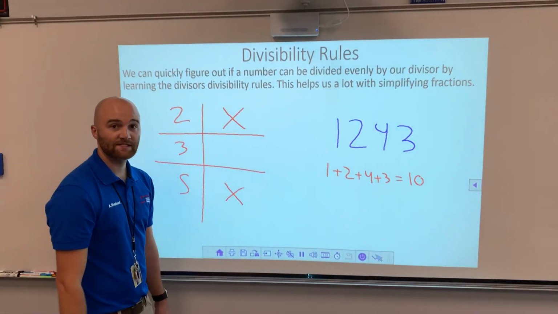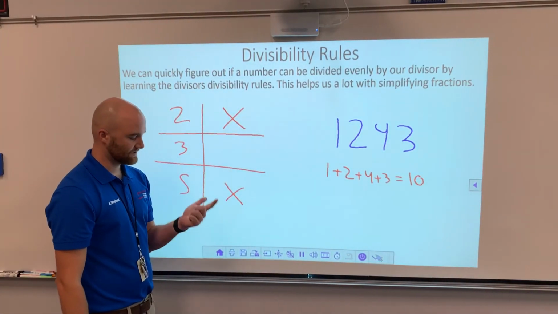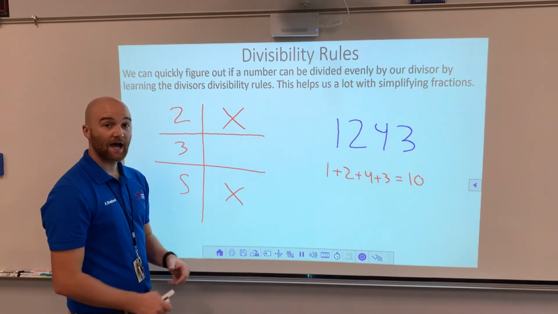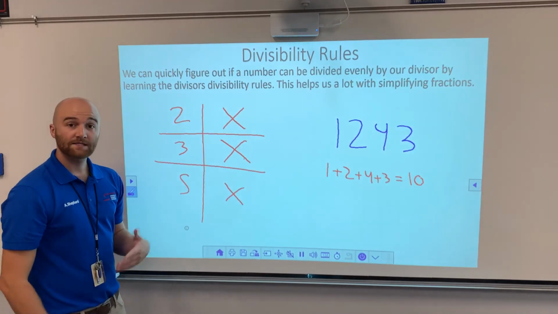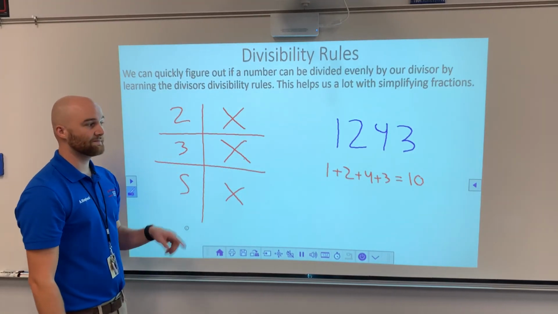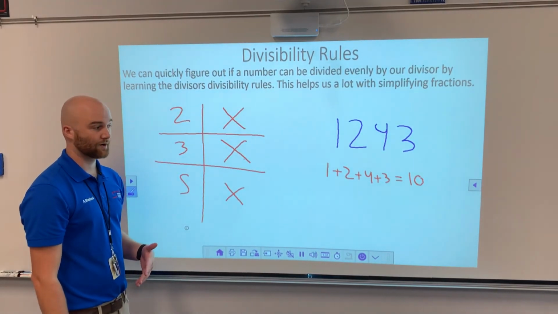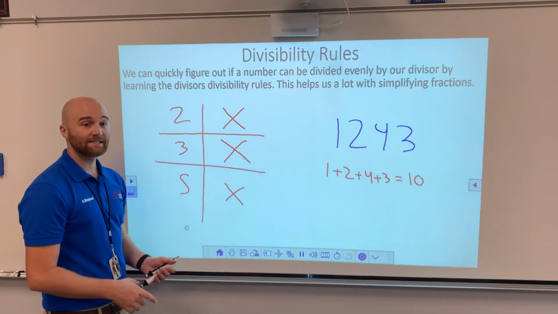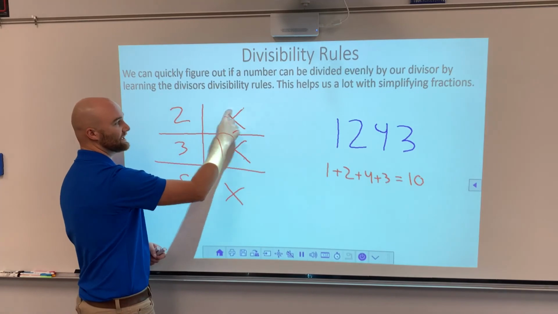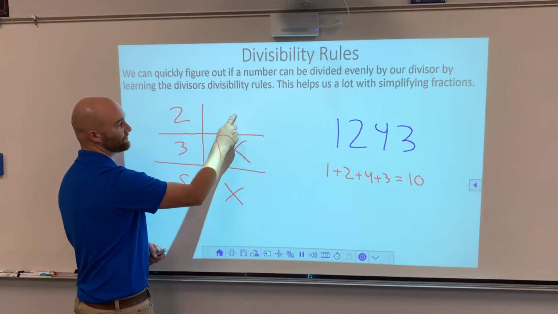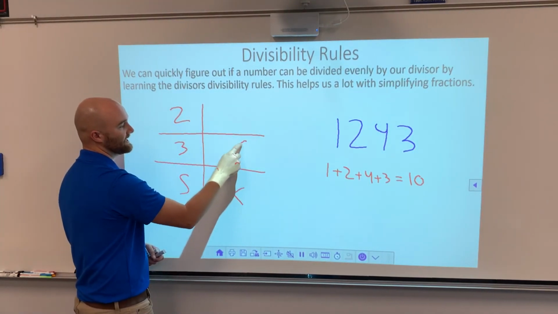Can I count by 3s to get to 10? 3, 6, 9, 12. I can't, so none of my divisibility rules work. Sometimes that'll be the case. Sometimes none of our rules will work. Let's try and see what would happen if I were to adjust this. If instead of having a 3 at the end, I had an 8?